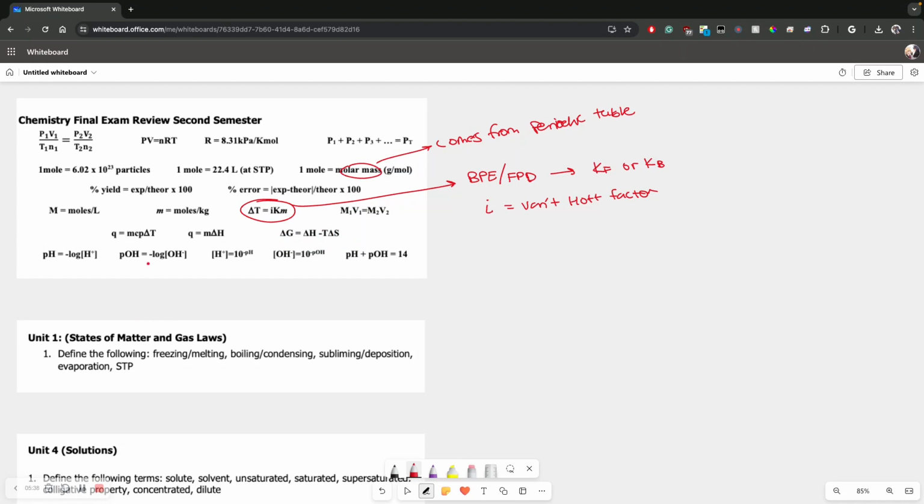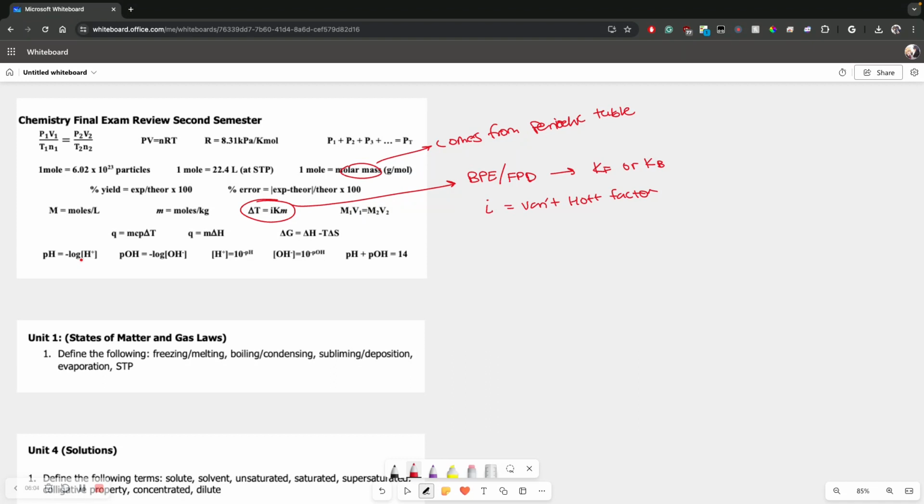Then we have the pH calculations. pH is negative log of the concentration of your H plus ions. pOH is the negative log of the concentration of your OH minus ions. That, of course, you should all know by now. You can go back and forth from the H plus concentration to the pH by using the log.